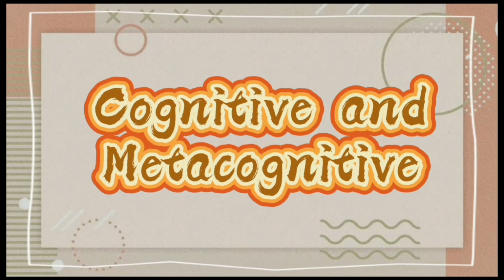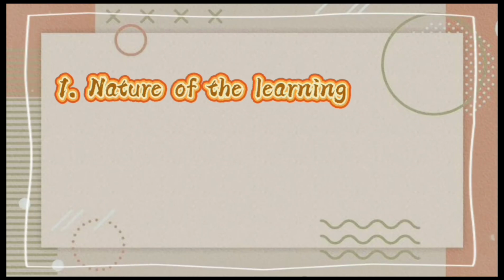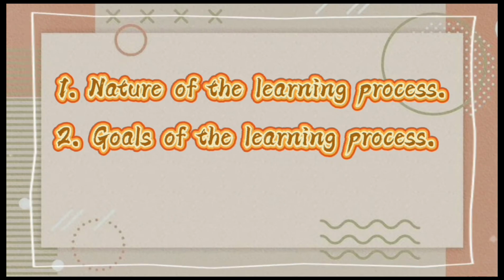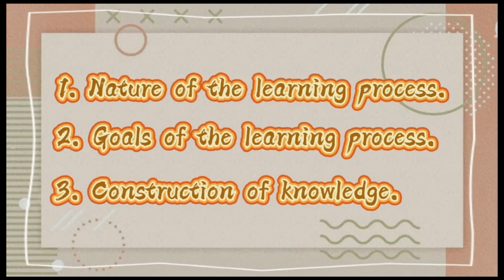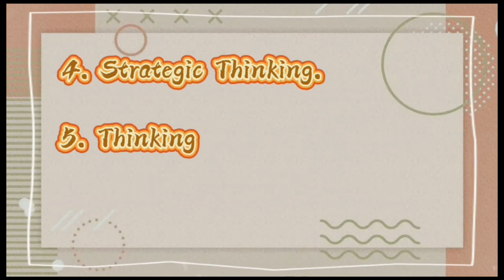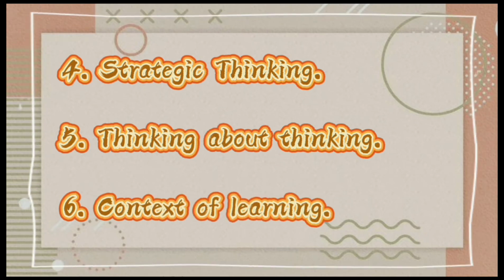There are 6 principles under this category. First, nature of the learning process. Second, goals of the learning process. Third, construction of knowledge. Strategic thinking. Thinking about thinking. And lastly, context of learning.